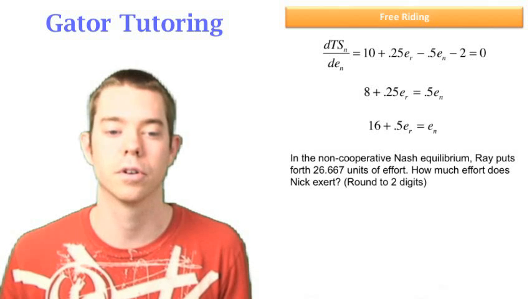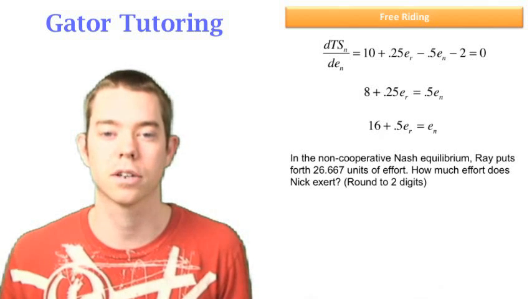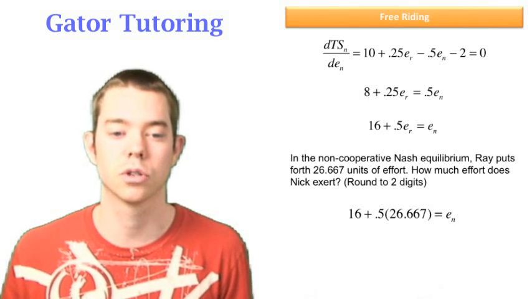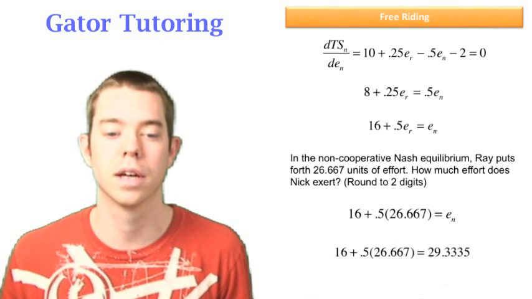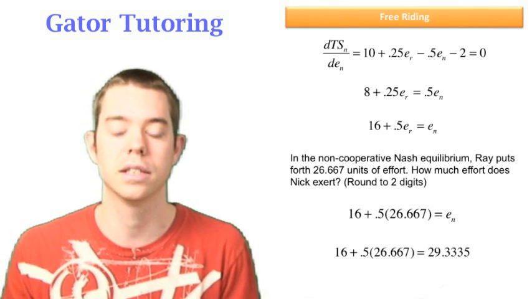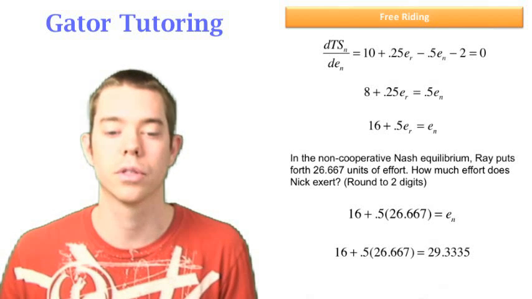The next question says, in the non-cooperative Nash equilibrium, Ray puts forth 26.667 units of effort. How much effort does Nick exert? Well, we just found Nick's reaction function, so we're just going to simply plug in 26.667 in for ER and solve for EN. And we do that to see that, in this case, EN is equal to 29.3335.